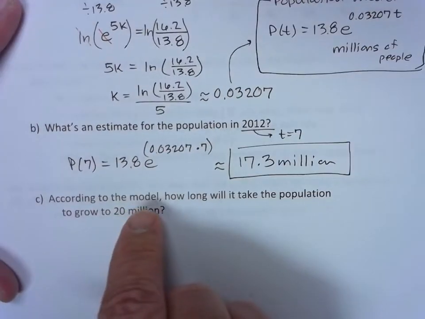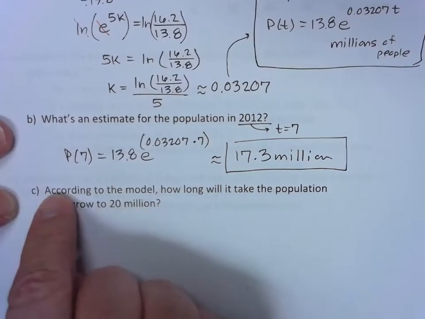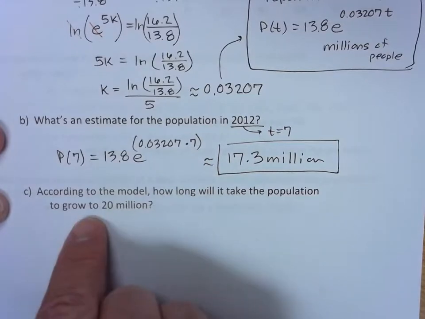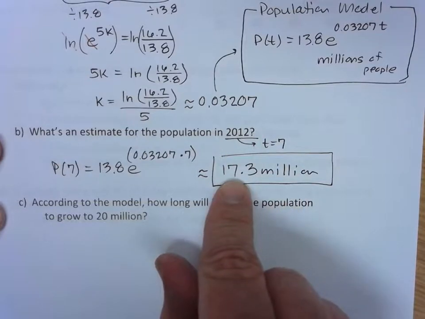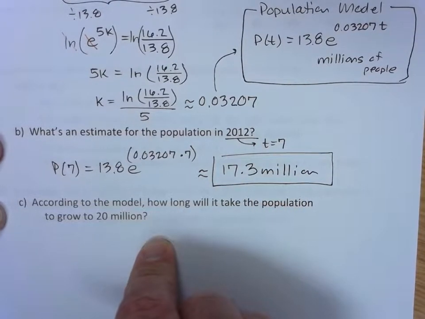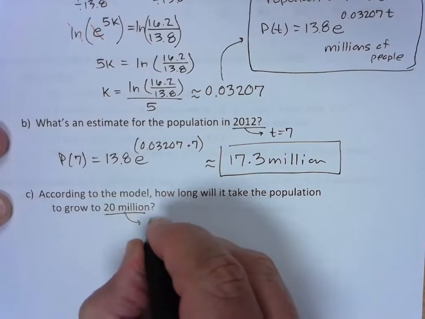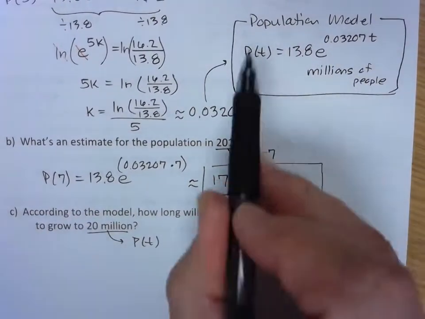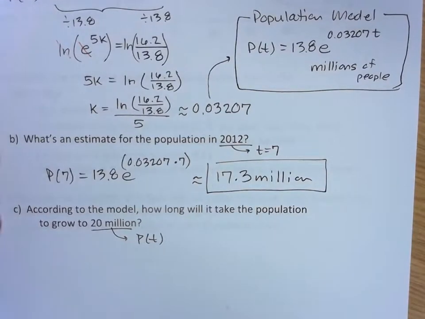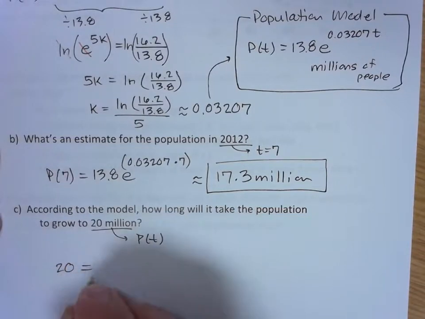Well, if you know a future population, like in this example C, you've got to be able to use the model to figure out the time that corresponds to it. According to the model, how long will it take the population to grow to 20 million people? Well, it took 7 years after 2005 to get to 17.3, so I know this should be a year bigger than 2012. So let's figure it out. This corresponds to a future population value, so that's what you're going to replace P of t with in the actual model itself. And that'll generate an exponential equation to solve. So the future population is 20 million, and I want to force that to equal my model equation, or my model formula.